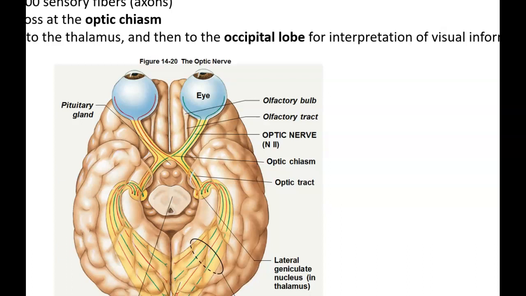These fibers then continue to the thalamus and then to the occipital lobe in the back of the brain for interpretation of visual information. So again, the question remains, where is the damage? Is the optic nerve damaged? Which optic nerve, the right or the left? Is it damaged after the optic chiasm? Or is the occipital lobe damaged?